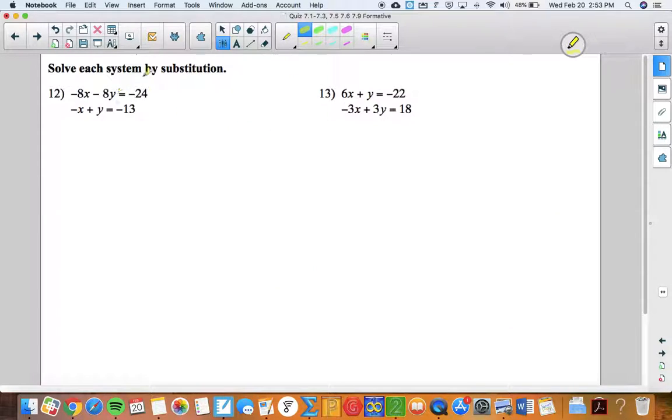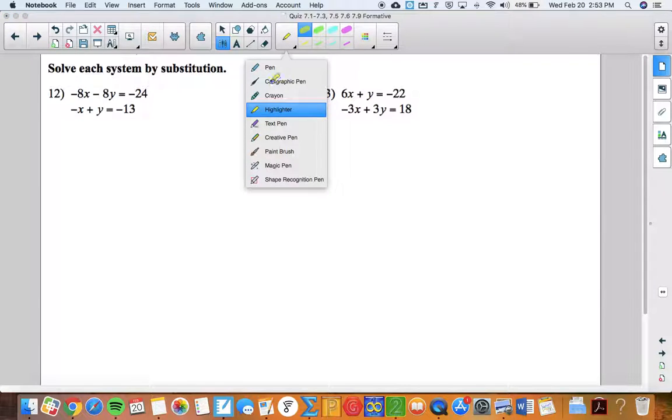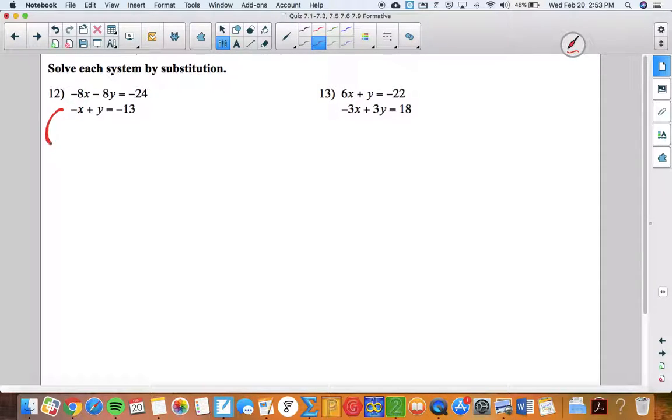Alrighty, 2 more problems. Substitution. We gotta solve an equation for one of the variables, and the best variable to solve for is the one of these 4 that has a 1 in front of it, which would be this y right here. So I'm going to solve this bottom equation for y by adding x to each side. So I get y equals x minus 13. On your test, that step will be taken care of, I believe.